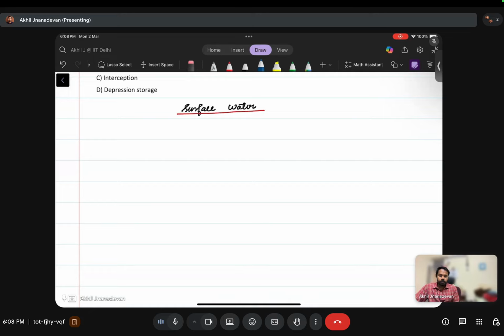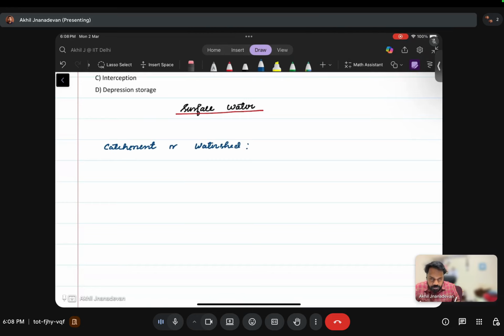Whenever we talk about surface water, we need a reference area, like a control volume concept. We'll be taking a representative area where we'll be calculating and quantifying surface water terms. Okay, so that is called a catchment. So what is a catchment? We'll be explaining here. So a catchment, or it is also called watershed.